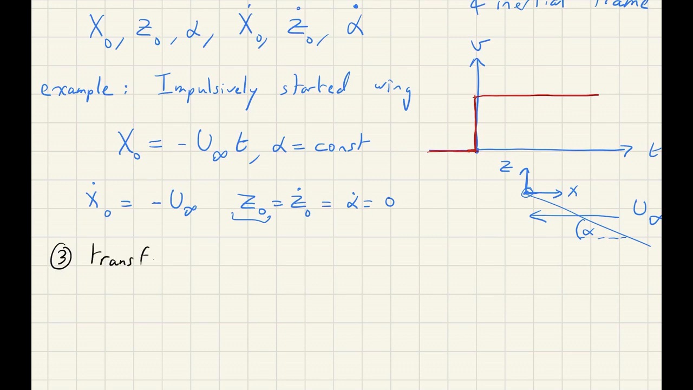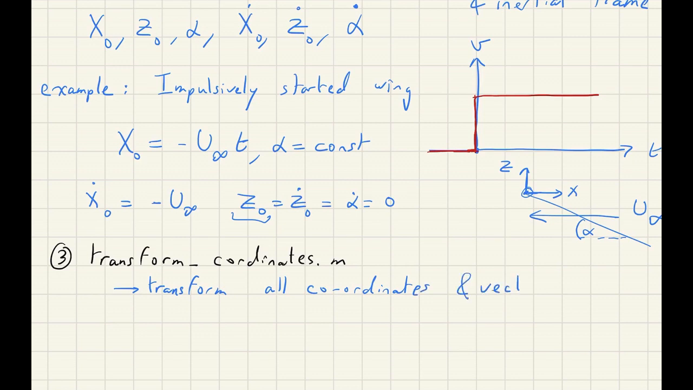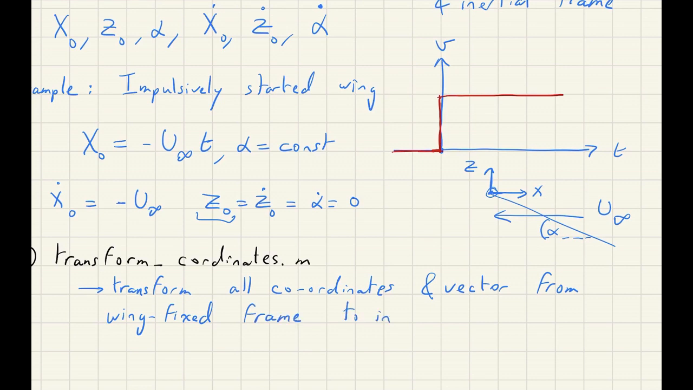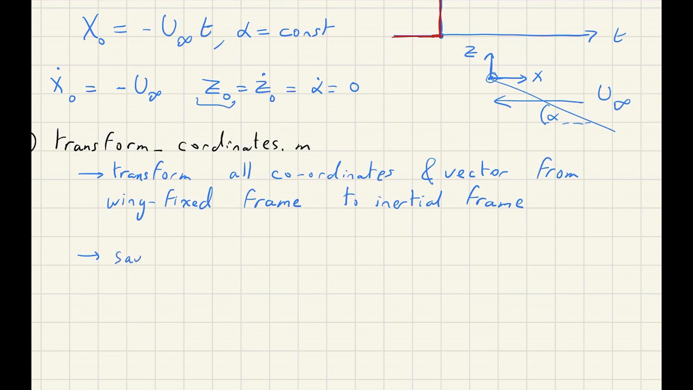And now the third step is transform coordinates. So in this step, you transform all coordinates and vectors, meaning all coordinates, velocity vectors, and unit vectors, from the wing fixed frame to the inertial frame. And then after doing so, you can save this information to the collocation structure and the vortex sheet structure. So save the inertial positions to your structures.